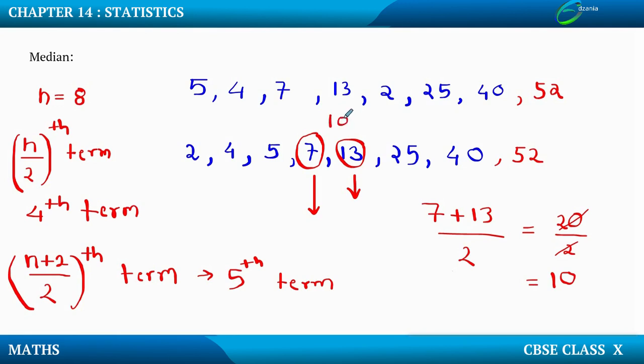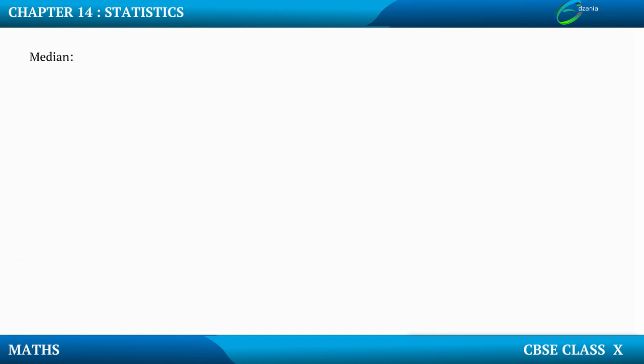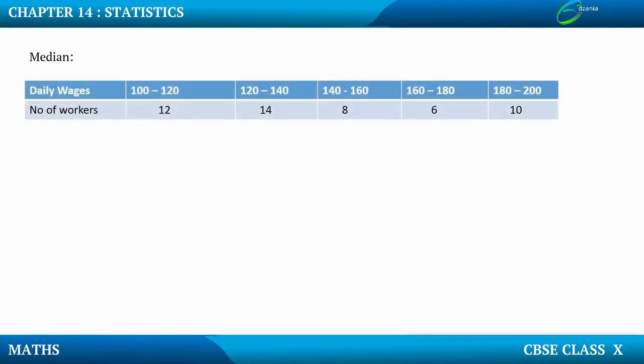So when the number of terms is even, we take the mean of n upon 2 and n plus 2 upon 2 term. Now we will see how to find out median of a group data. So let us take an example. Same example of daily wages and number of workers that we had taken in mean. But this time note that we are not finding out mean, we are finding out median.